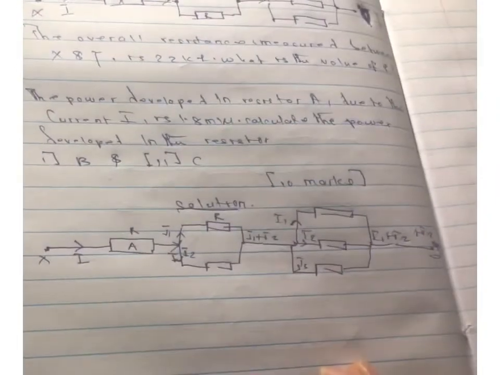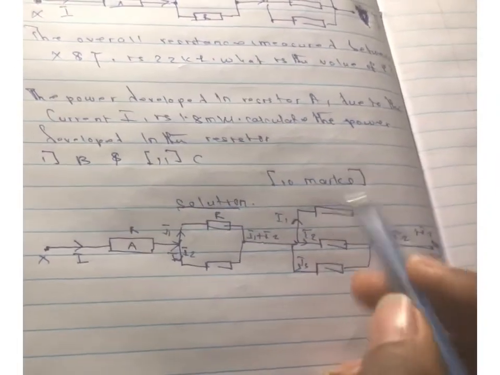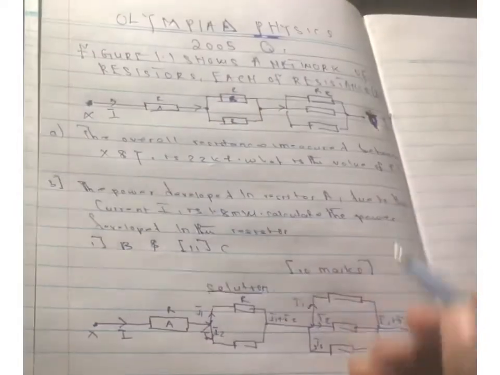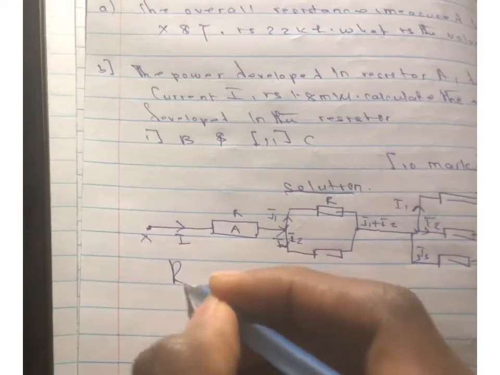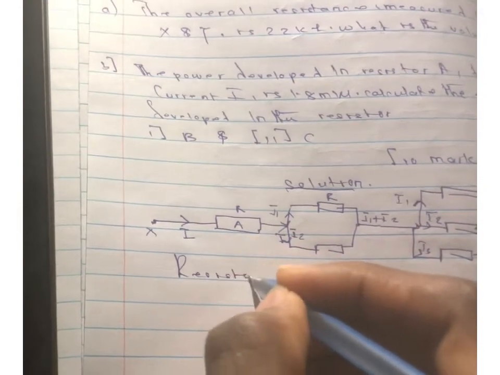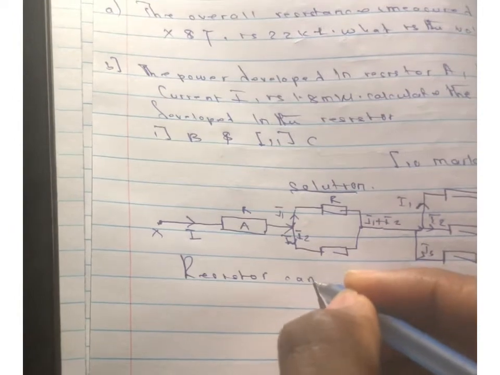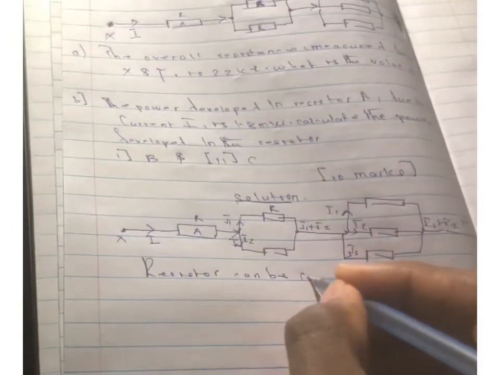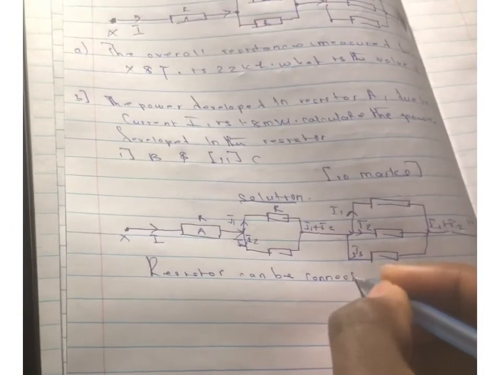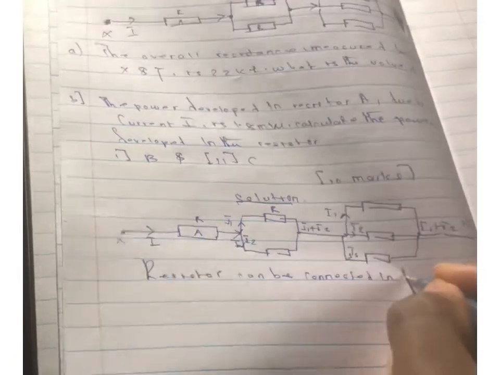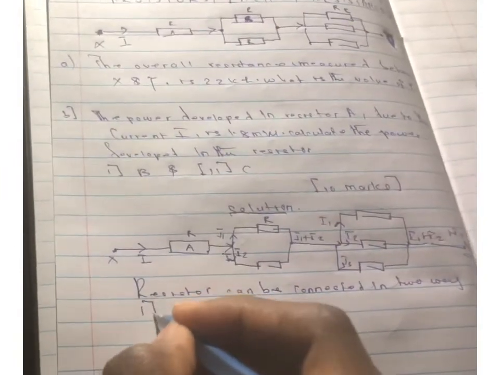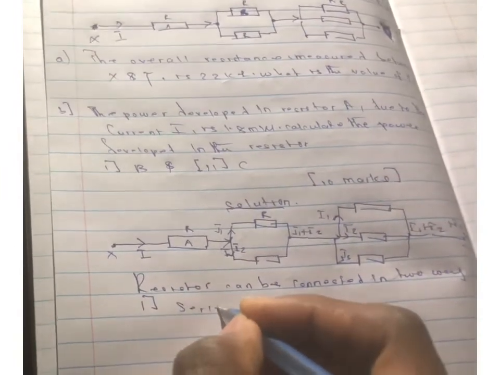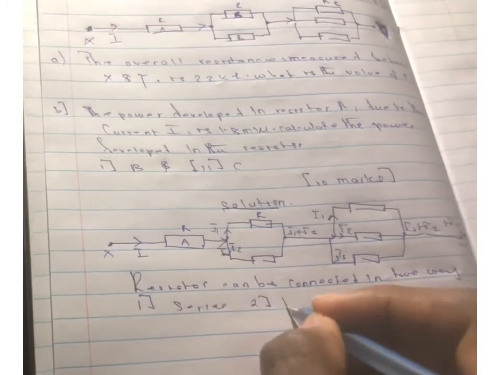Here is Y. And look, this whole question in Olympiad carries 10 marks. So now, we know that a resistor can be connected in two ways. One is series and the second is parallel.